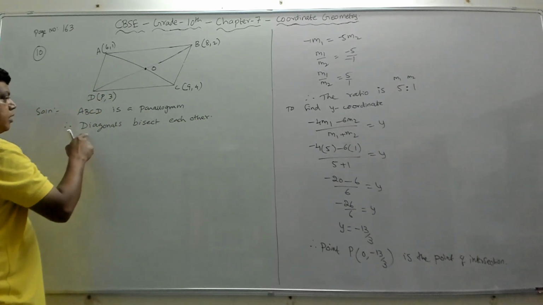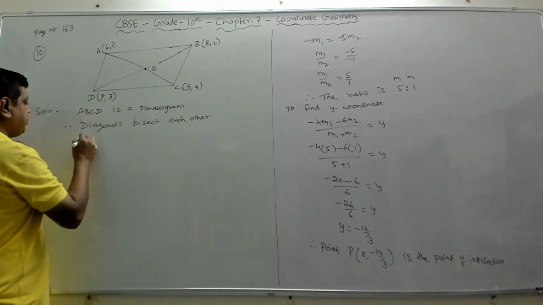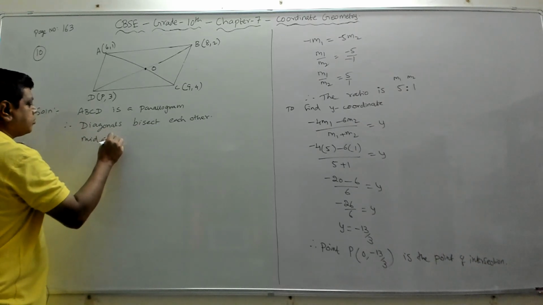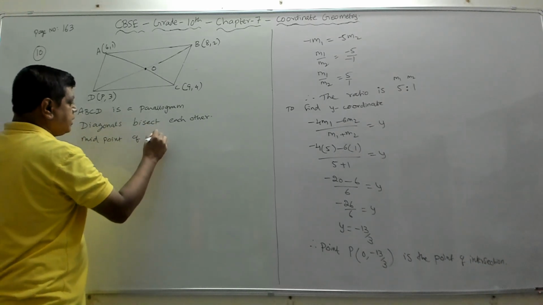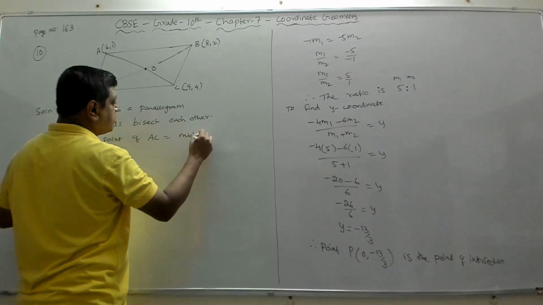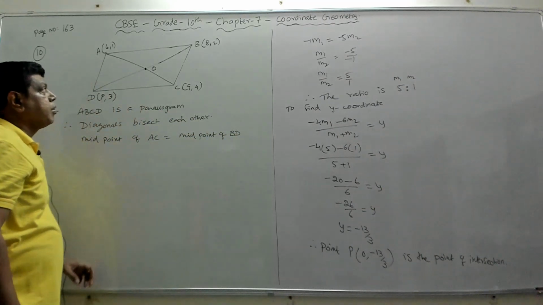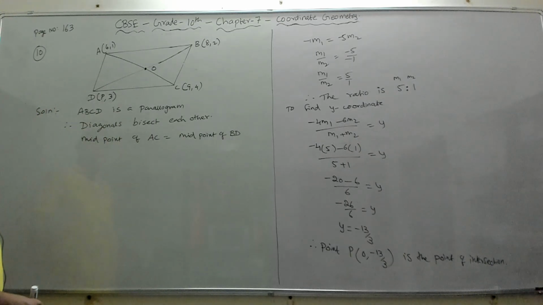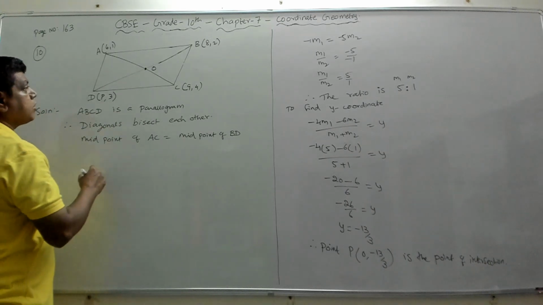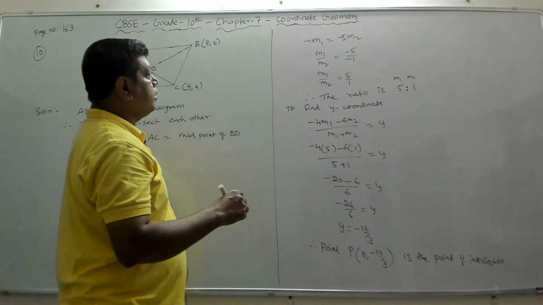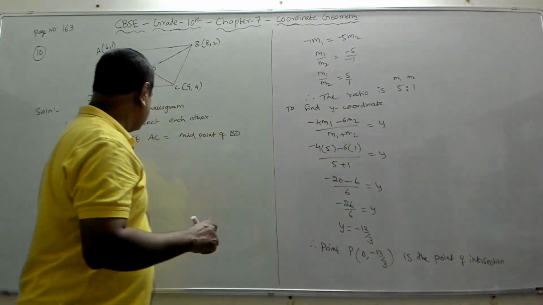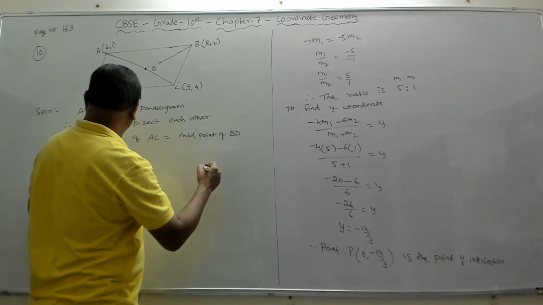Which means the diagonals bisect each other means what? Midpoint of AC is equal to midpoint of BD. And what is the midpoint formula? Let's write the midpoint formula.